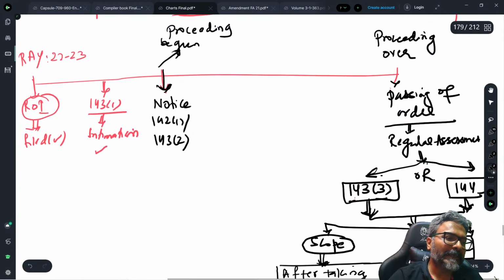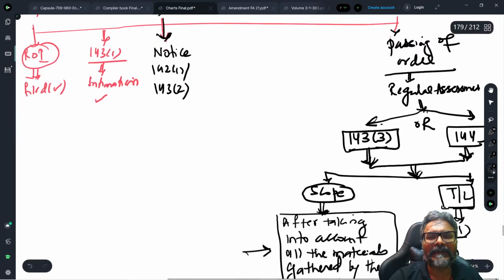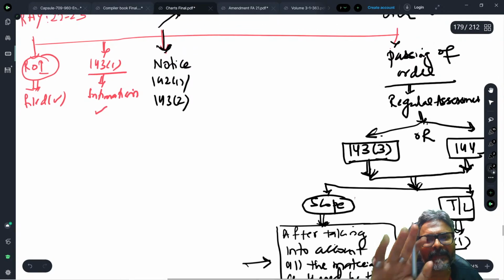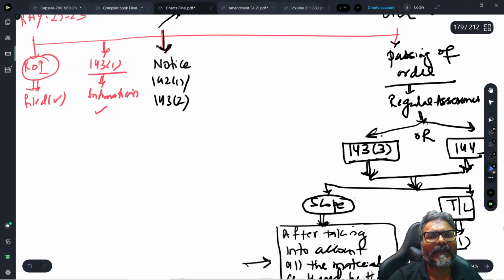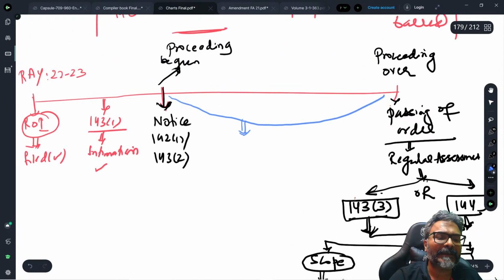So students, be careful. If the assessing officer has to collect the material on the basis of which he will pass the order, just imagine this, how is he going to do that? Now, by the way, students, before we start analyzing this, can you tell me one thing?